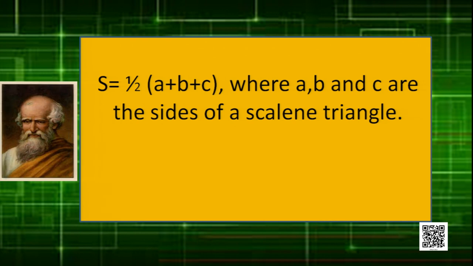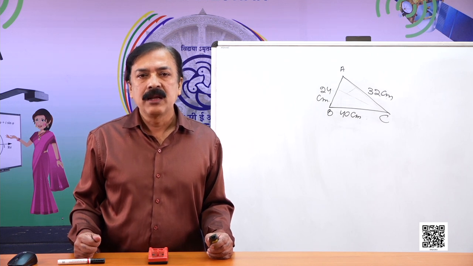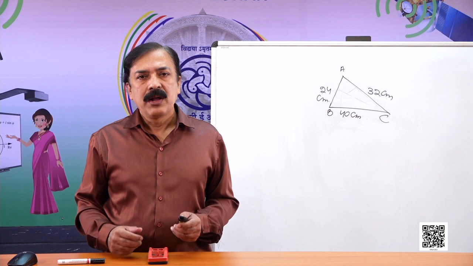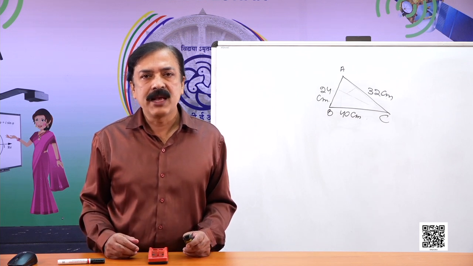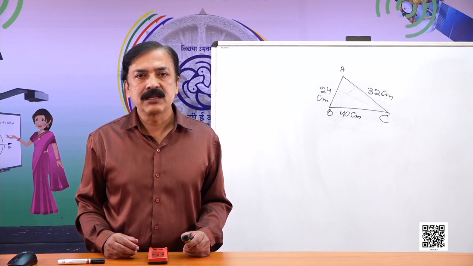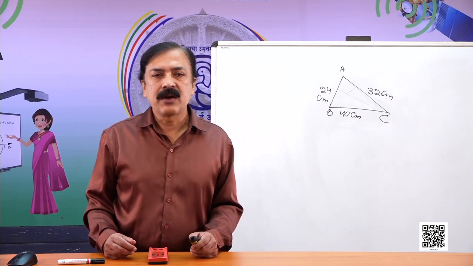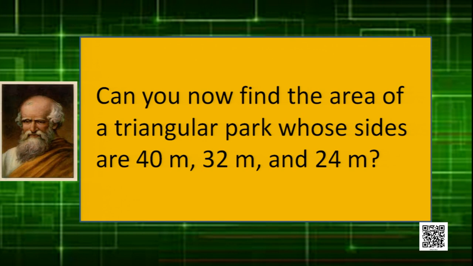What is a plus b plus c? That means length of the three sides of a triangle. What is it called? It is called perimeter. So, half of the perimeter, we say that it is the semi-perimeter of a triangle. So, we know what is s, a, b and c. So, the formula is square root of s into s minus a into s minus b into s minus c. Using this formula, let's try to solve these problems. After getting this formula, can you now find the area of a triangular park whose sides are 40 meter, 32 meter and 24 meter? Let's see how to do it.